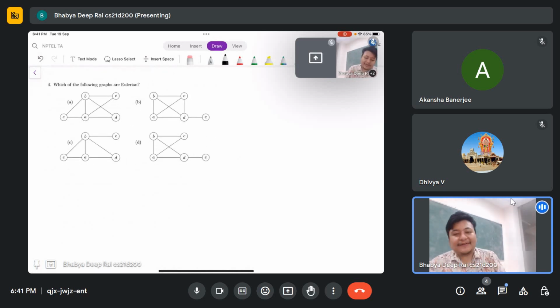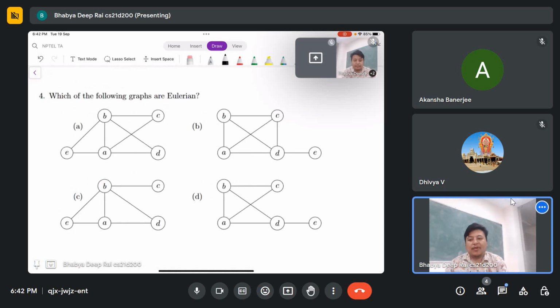Which of the following graphs are Eulerian? In other words, which of the following graphs have an Eulerian circuit, that is a path which covers all the edges and comes back. So please try this and let me know.